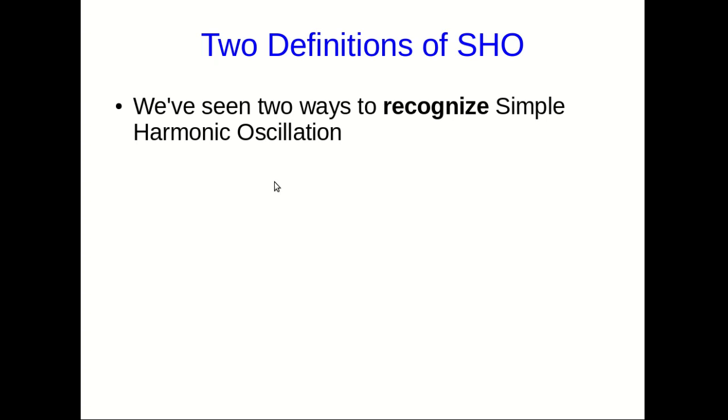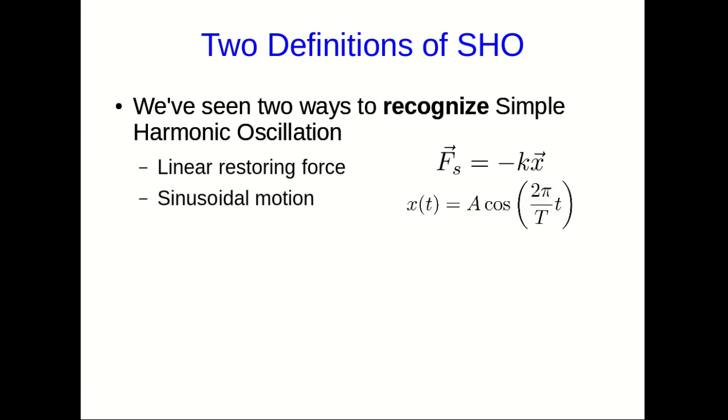So I'll just finish off this lecture by pointing out that we now have two different definitions of simple harmonic oscillation, or ways of recognizing it. The first is if there's a linear restoring force, then we know this is something that is like a mass on a spring, and so it will execute simple harmonic oscillations. But the other is if you see sinusoidal motion. Okay, so if your data looks like this, then you know that's simple harmonic oscillations as well.